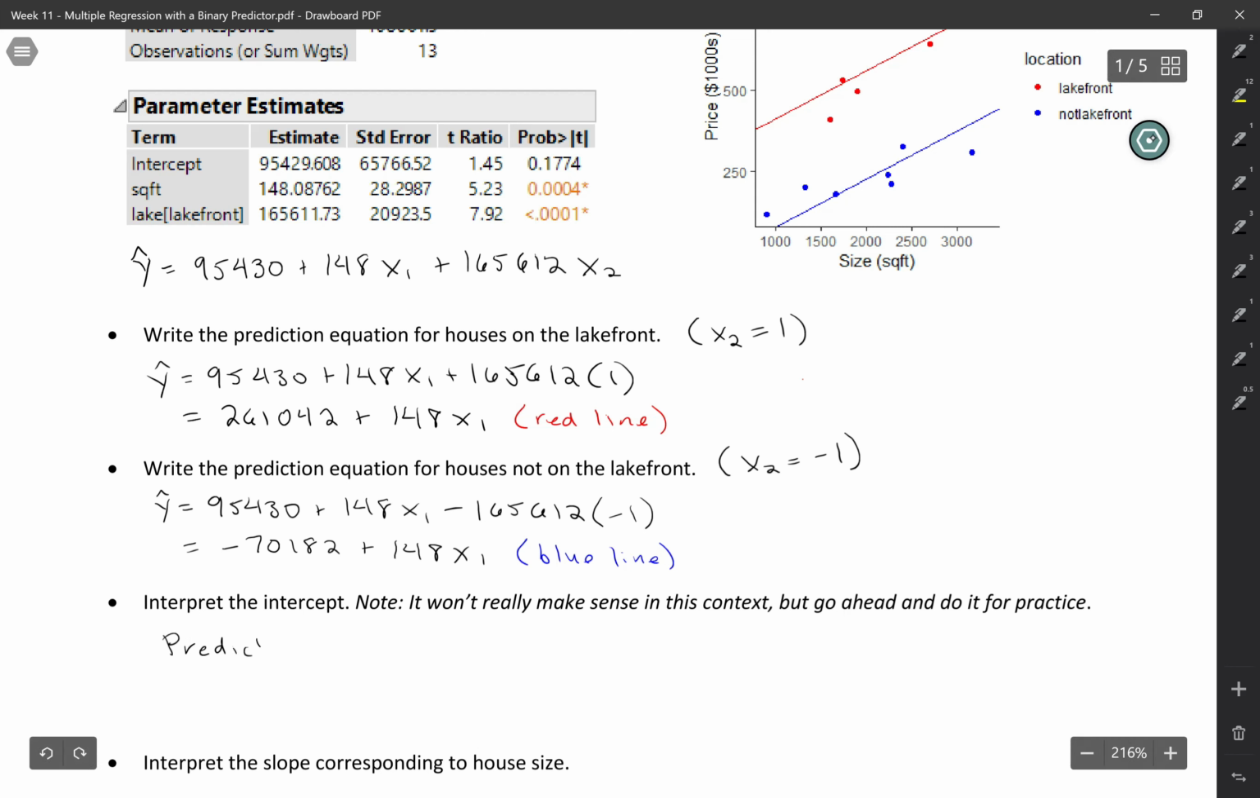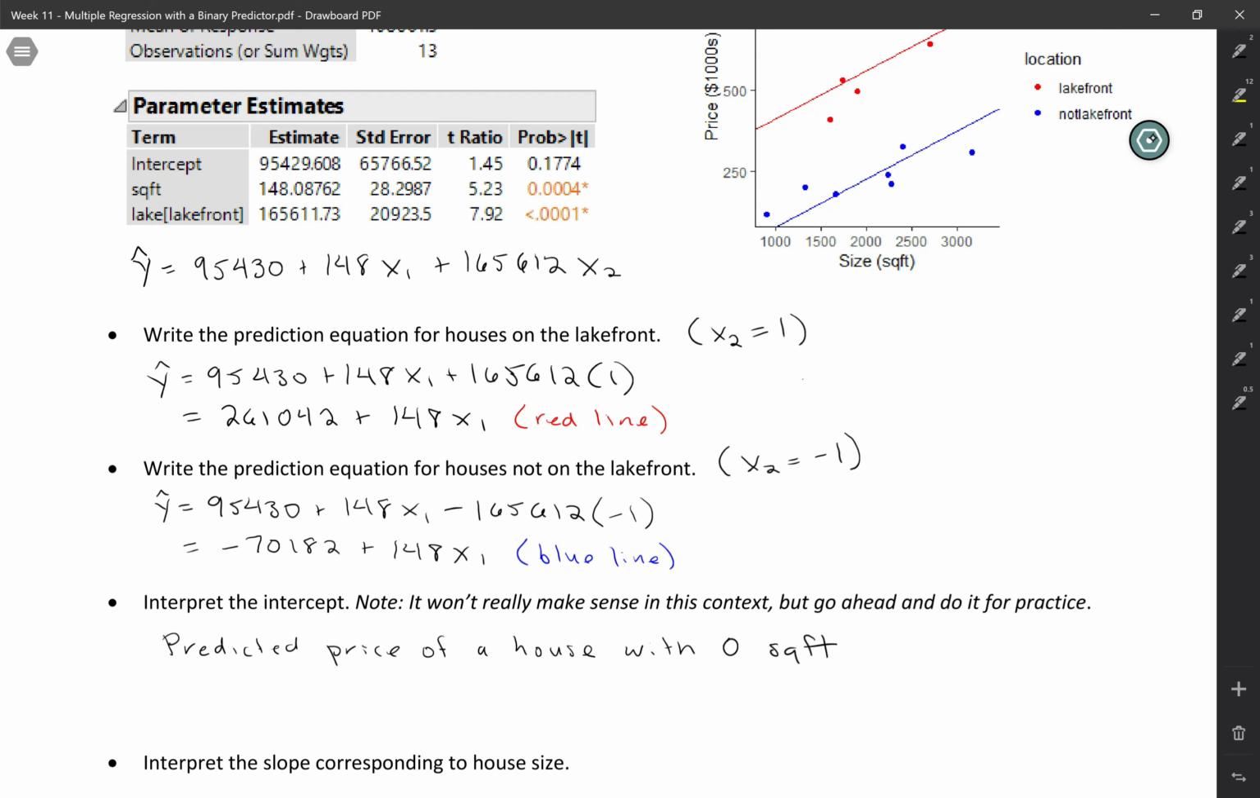So this is the predicted price of a house. And we need to have all of our explanatory variables equal to 0. So the square footage would be 0 square feet. So this is one of those cases where it doesn't really make sense to interpret the intercept, but we'll go ahead and do it now for practice.